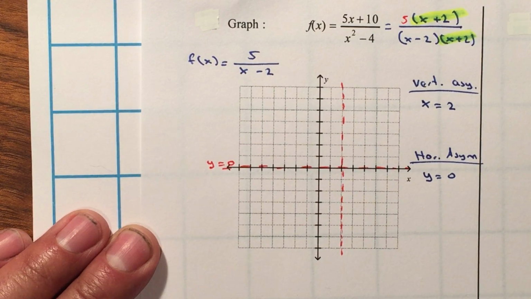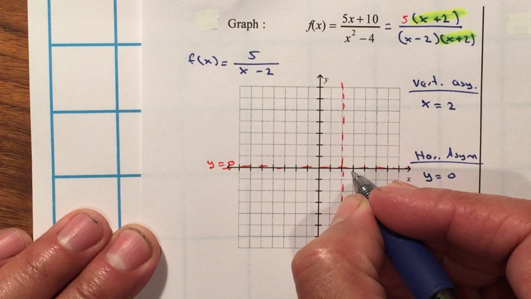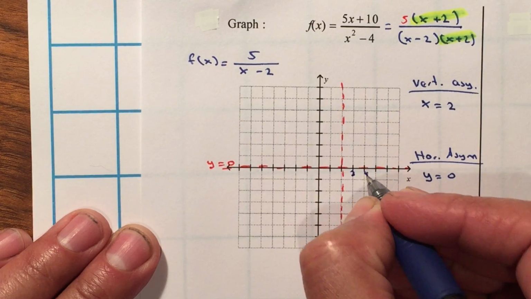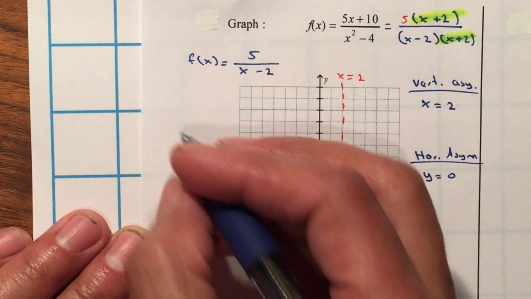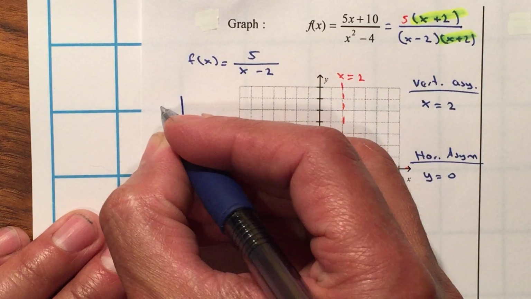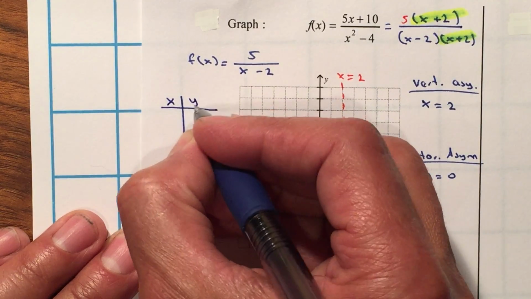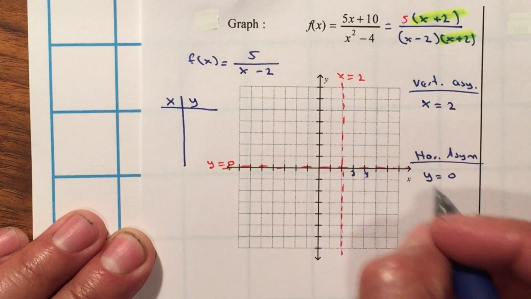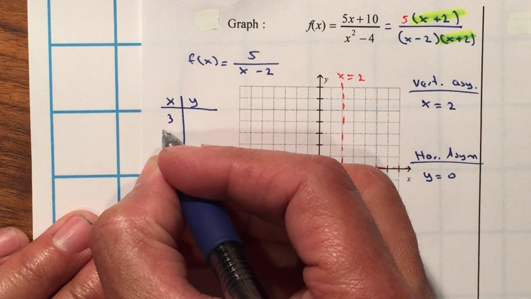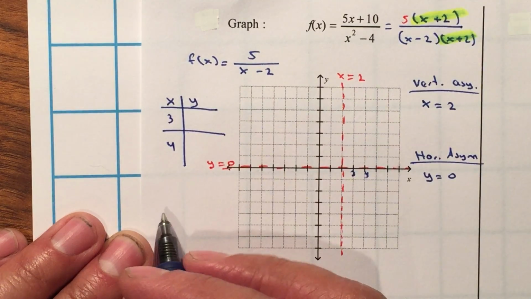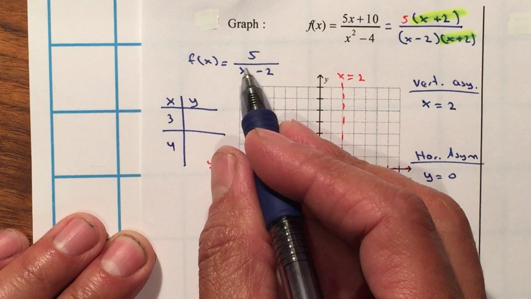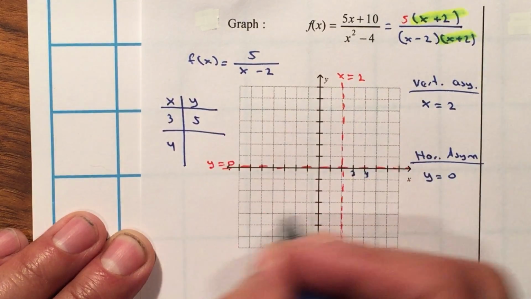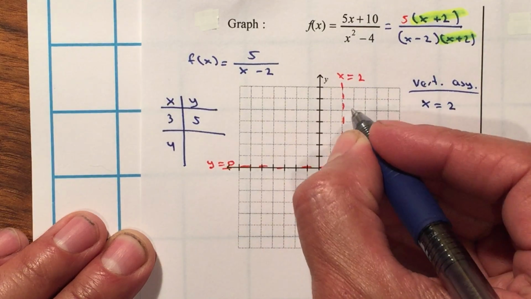And now I just want to plug in different values for x. I'm going to plug in values to the right, a 3 and a 4. So I'm going to make a table of values, and in this case you can use a calculator, x and y. If I plug in a 3, 3 minus 2 is 1, and 5 divided by 1 gives me 5. So the point is (3, 5).